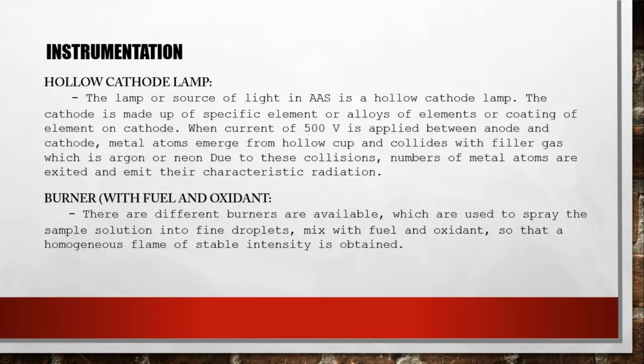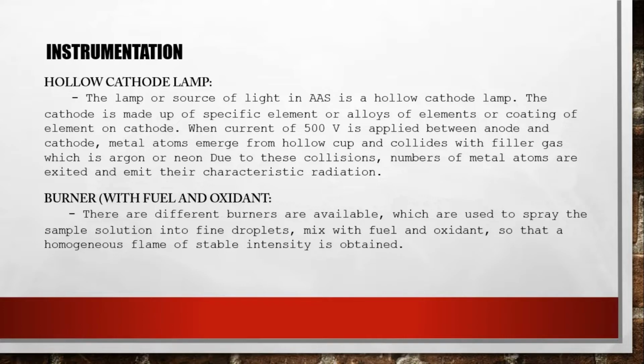First is the hollow cathode lamp. It is the lamp or source of light in AAS. The cathode is made up of a specific element or alloys of elements or a coating of element on the cathode. When a current of 500 volts is applied between anode and cathode, metal atoms emerge from the hollow cap and collide with filler gas, which is argon or neon. Due to these collisions, a number of metal atoms are excited and emit their characteristic radiation.